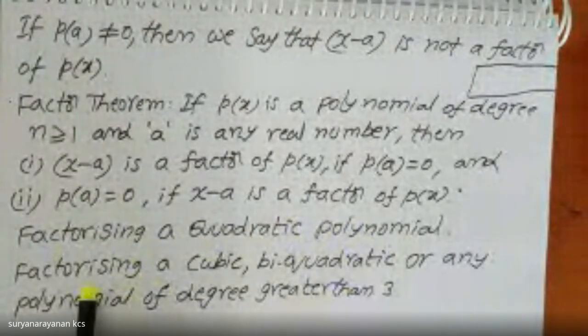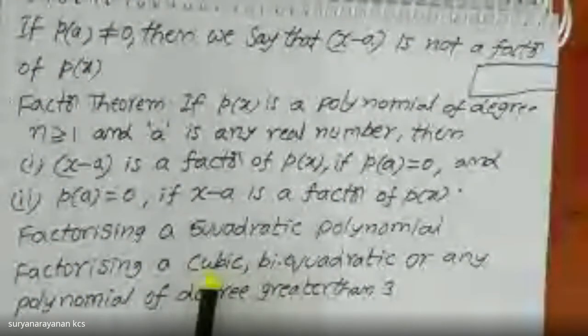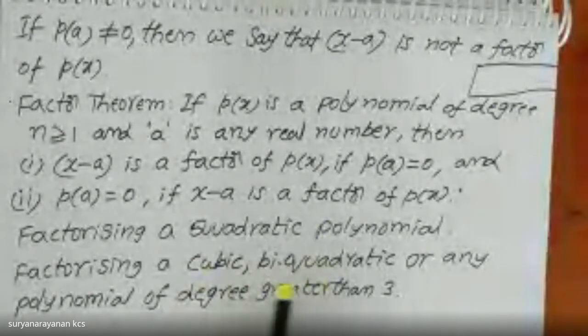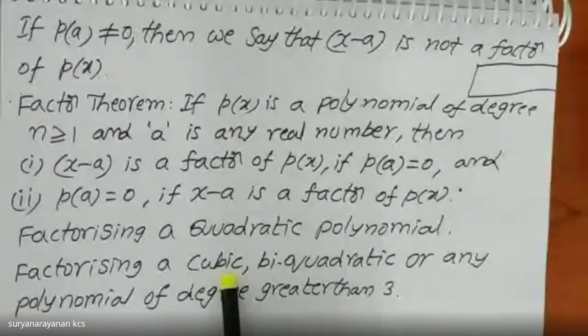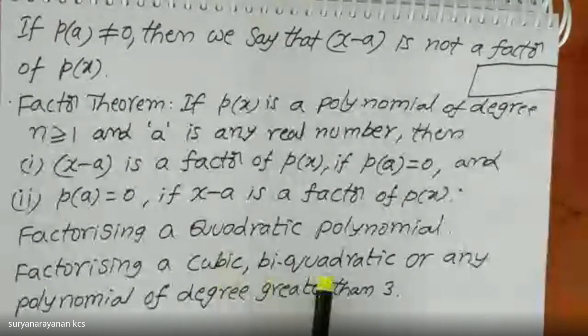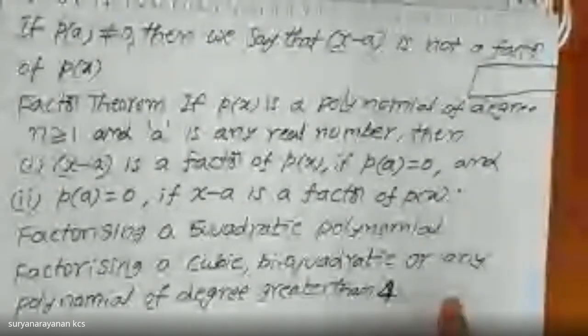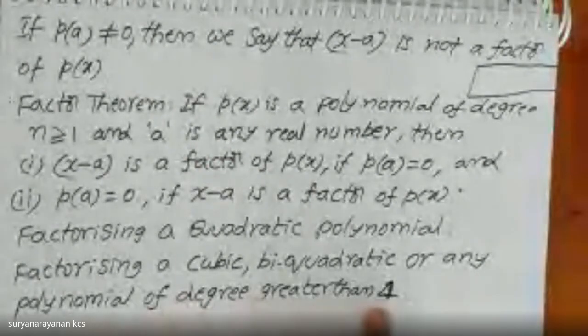Second case, factorizing a cubic polynomial. What is meant by a cubic polynomial? The degree of the polynomial is 3. Very good. Degree of the polynomial is 3. By biquadratic, the degree of the polynomial is 4. Yes, degree of the polynomial is 4, or any polynomial of degree greater than 4.